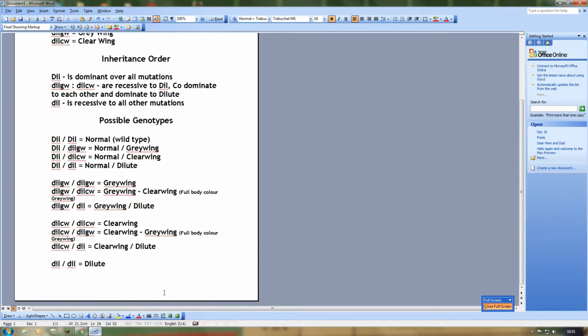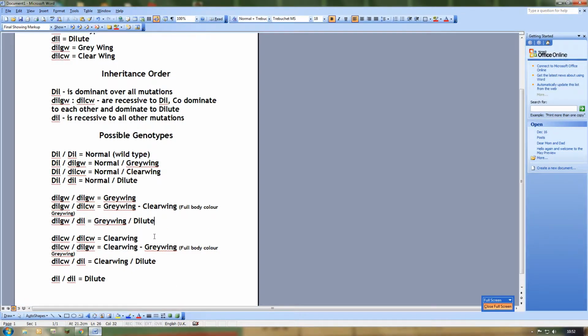And the final version then is obviously the dilute mutation with the dilute mutation, in which case it will look like a dilute. So the interesting thing here is the only way that you can get a dilute is if it is split for nothing. So it contains both of the dilute genes, whereas the others, there's some various combinations as we've seen there. So that's the various possible genotypes, and that's the order in which they go.